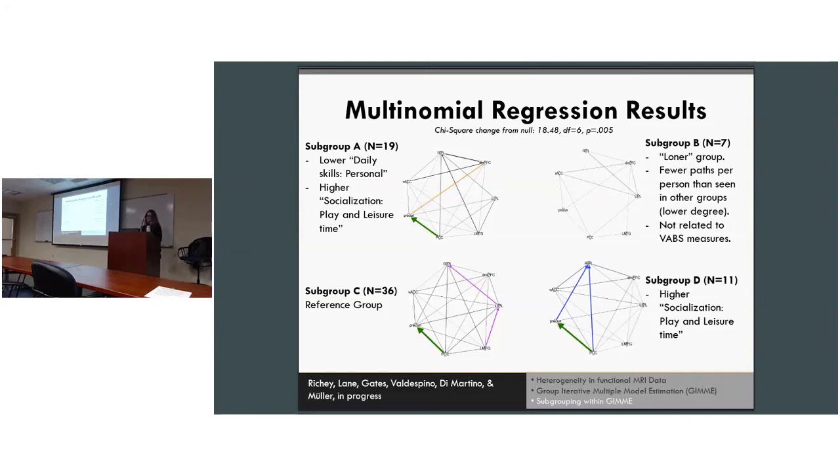And so, yes? Were the Vineland results paired with the scans in the ABIDE network? Yes. Because it's a public repository and secondary data analysis, we don't have total control over the measures, but this was the most complete set that was there. That's why we chose that.